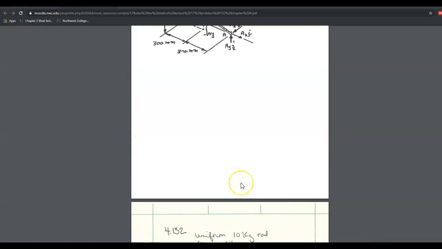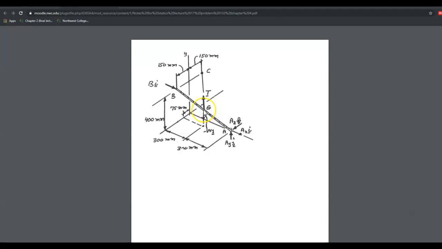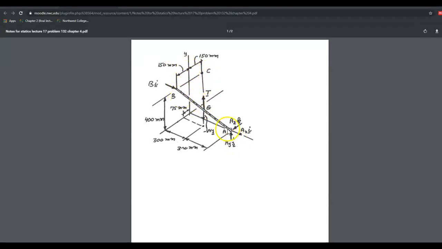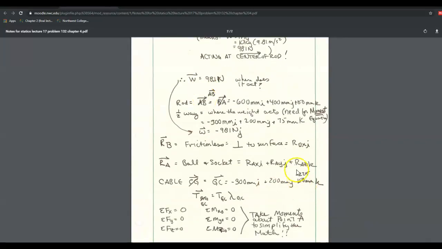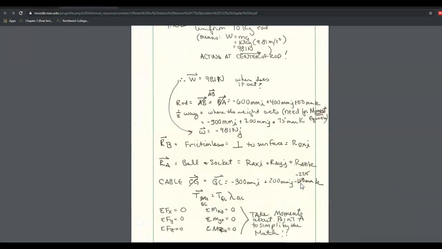Let's go back to the picture and look. From G to C, we know that G acts in the center of this rod, and we know the location of C. But the deal is that we know that the entire rod A to B is at 150 millimeters. So that means that point G in the Z direction is half of that, or 75 millimeters out of the page. So that means that the entire distance from G to C is 75 plus 150, or 225 millimeters. And I put that here with a cross out to make a point, because I think it would be very easy to mistakenly call that 150 millimeters.